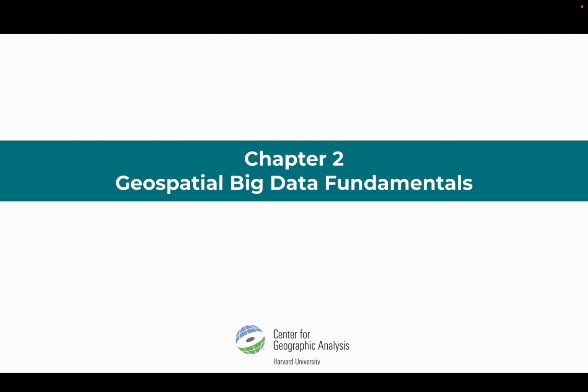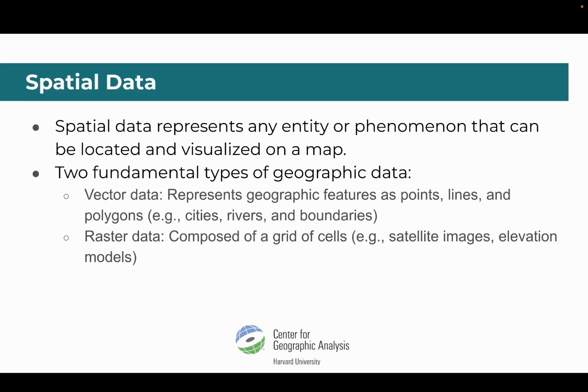In Chapter 2, I will briefly introduce some fundamental concepts of geospatial big data. Firstly, I will explain what is spatial data. Spatial data refers to any kind of entity or phenomenon that can be located and represented on the map. Whether it's a location of cities, the shape of a river, or changes in elevation, spatial data allows us to visualize these elements geographically. There are two fundamental types of geographic data.